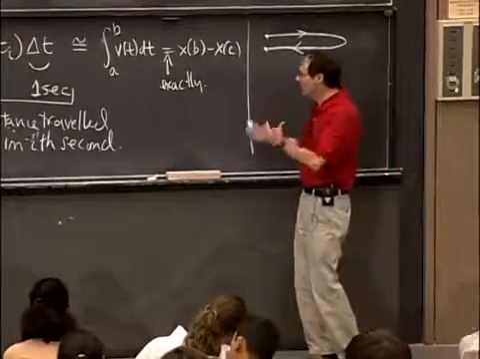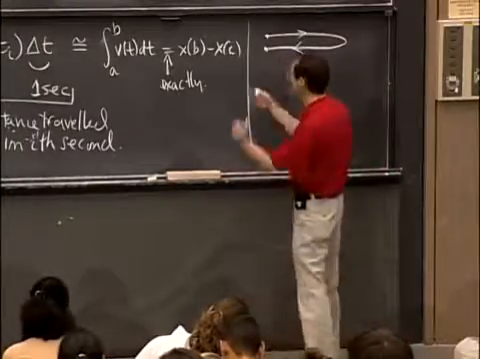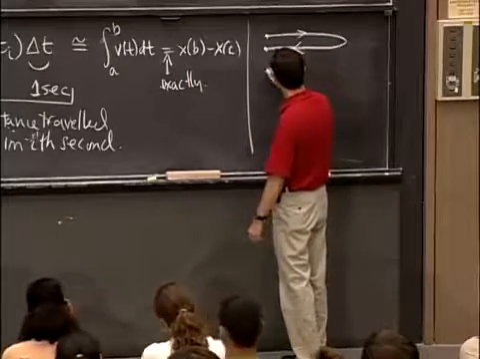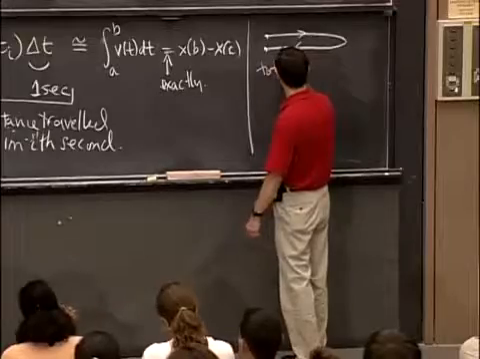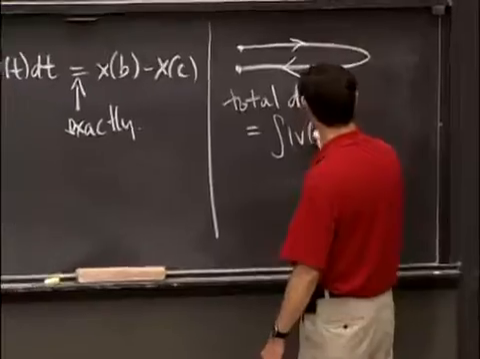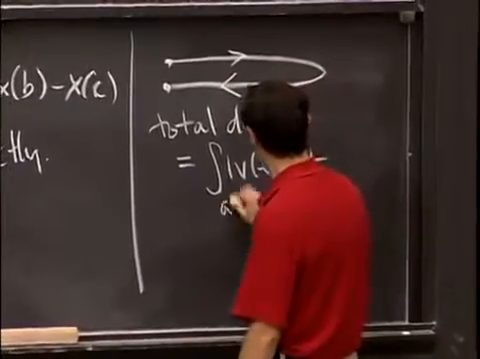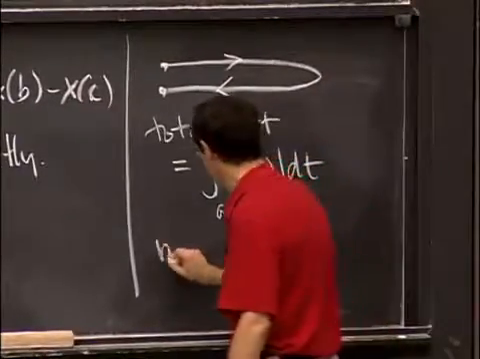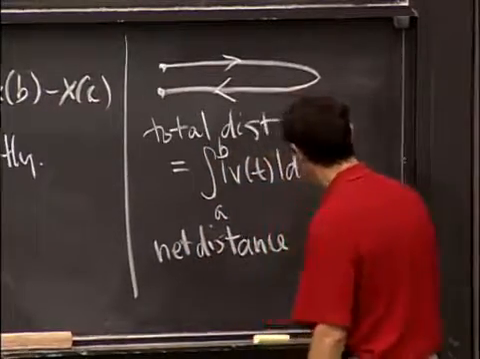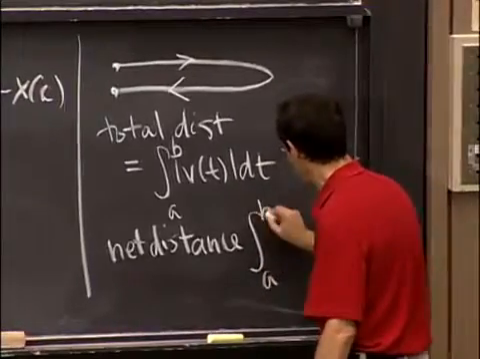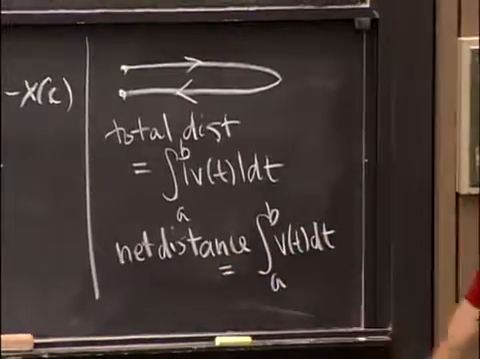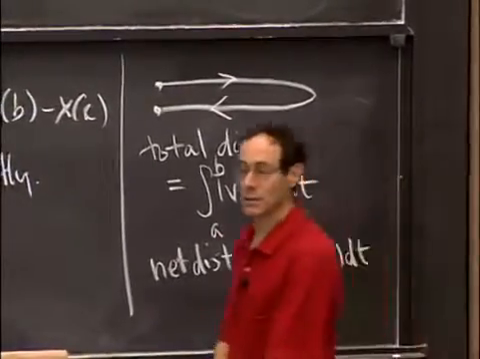So it's another thing. In other words, we can do that. We now have the tools to do both. So if you like, the total distance is equal to the integral of this from A to B, but the net distance is the one without the absolute value signs. All right? So that's correct. Other questions?